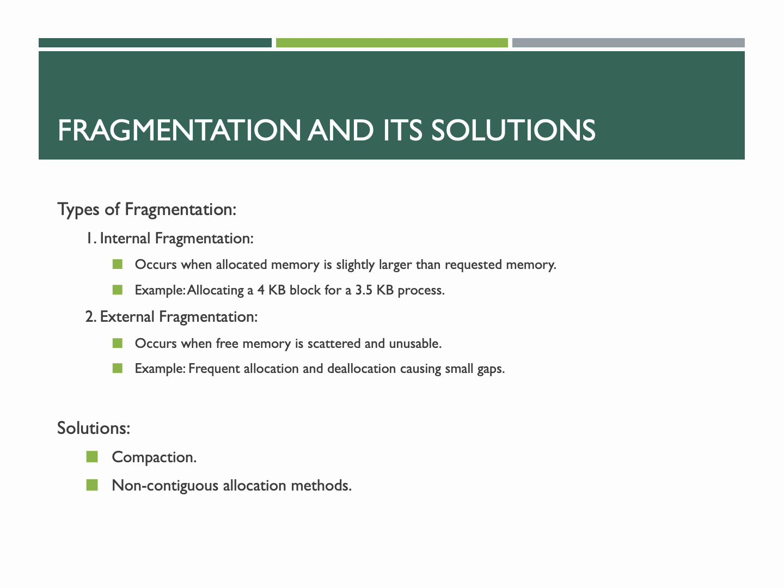Now, what are the solutions? First is compaction. It is a technique where the operating system shifts memory blocks to consolidate free memory into a single large block. While effective, this process can be time consuming and requires system overhead. Second is non-contiguous memory allocation, with techniques like paging and segmentation, which help avoid external fragmentation by allowing processes to use scattered memory blocks instead of requiring contiguous memory.